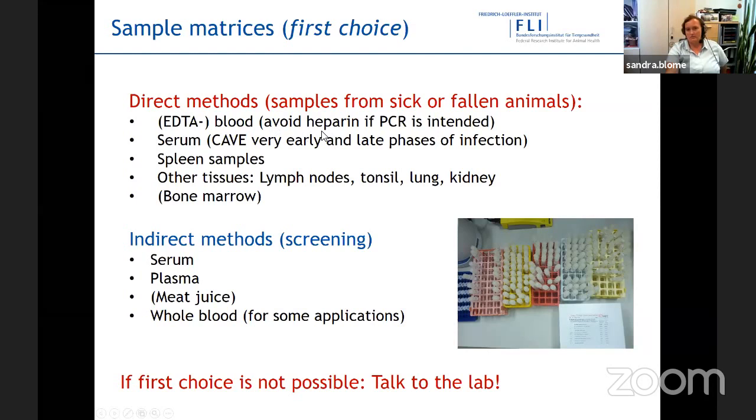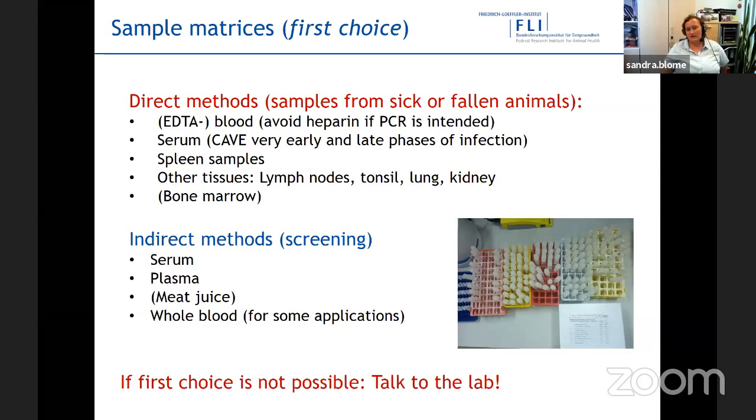Another good sample is a spleen. Spleen has high viral loads, and if you can get it, it's one of the most suitable samples. There are also other tissues that you can send: lymph nodes, the tonsil, lung, kidney. So it's a systemic disease, and in the end, I will find the virus in most tissues.